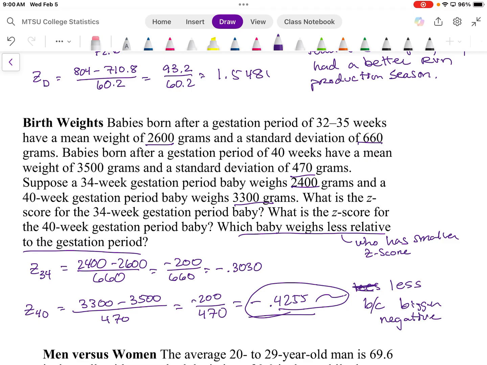And that's the tricky part on some of these things, just the way they phrase the question. Okay? So both of these cases, they were below the mean. We can tell that by how we set up the top of the fraction. Technically the 34-week-old baby was closer to the mean, because as we look at its Z-score, it was bigger, so it was closer. A smaller negative means you're bigger in the negative world.